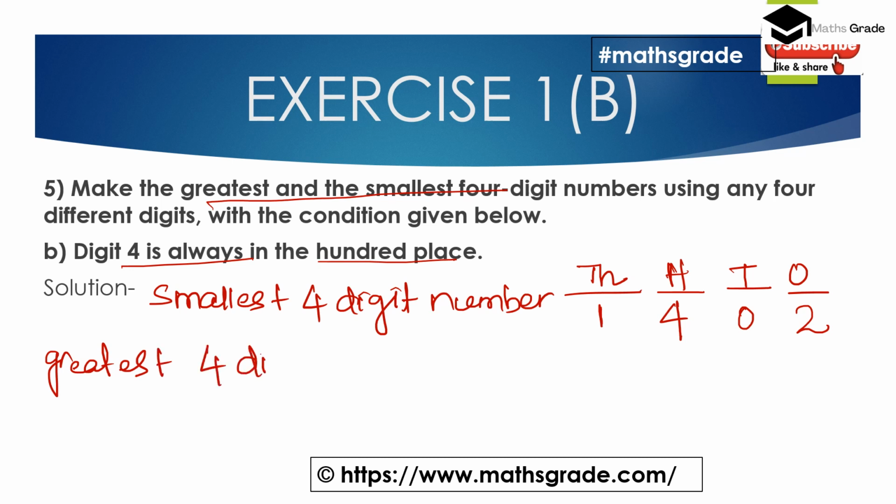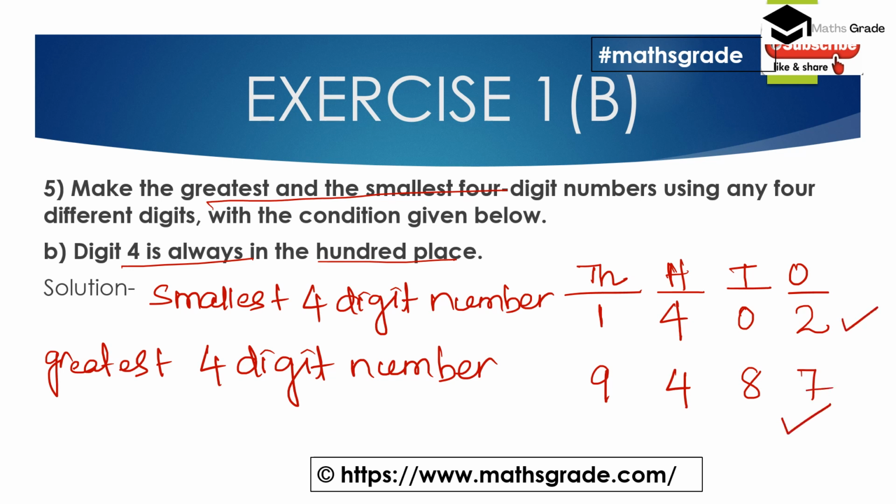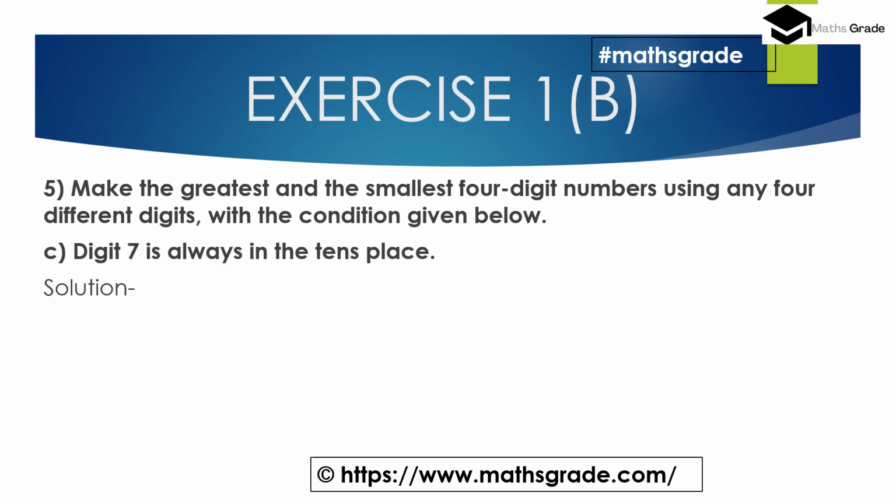In the greatest four digit number, 4 is always in the hundreds place, so it will be 4 in the hundreds place. Then the greatest digit is 9 at the thousands place, 4 at the hundreds place, and after 9, 8 is the highest digit, then 7, so it will be 9487. This is the greatest four digit number. The smallest four digit number is 1402 and the greatest four digit number is 9487. Now we will solve question number 3, part C.